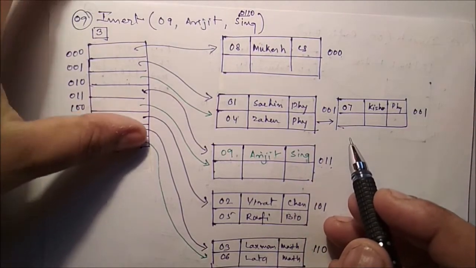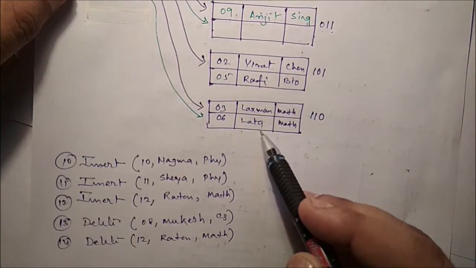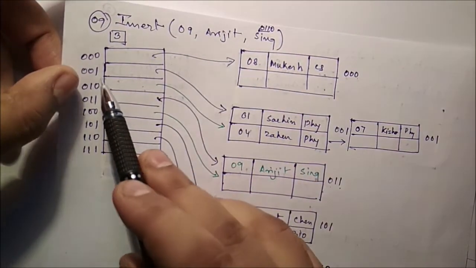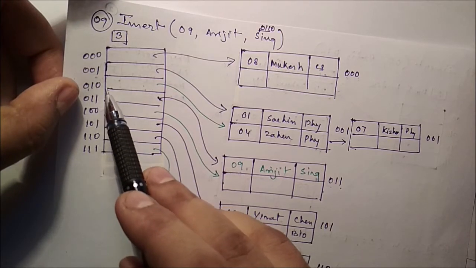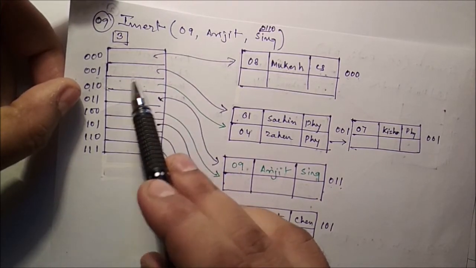The rest of the data is the same. Already you have entered Virat and Ravi, and already you have entered Lakshman and Lata. Are you getting this one? So for 000 the data is there. For 001 the bucket is there. For 010 there is no bucket, so it points to the previous bucket, 001.